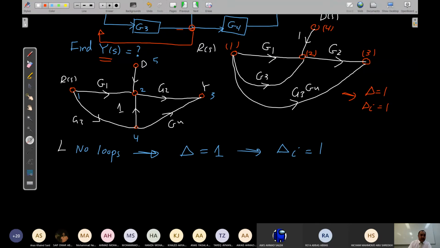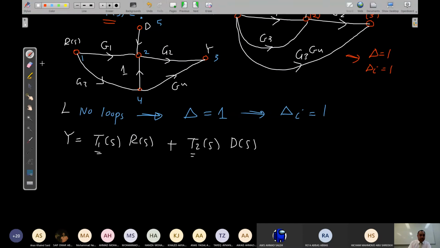So simply, Y actually is T1 of s multiplied by R of s plus T2 of s multiplied by D of s. So I need to find two transfer functions. So who will help me find the first one? T1 of s, which is actually Y over R when D is equal to 0. So here I need only to find the paths, correct?